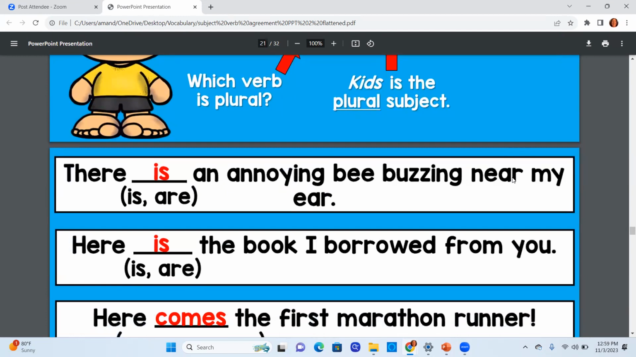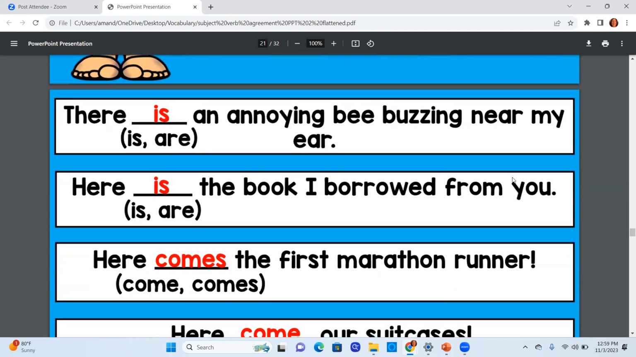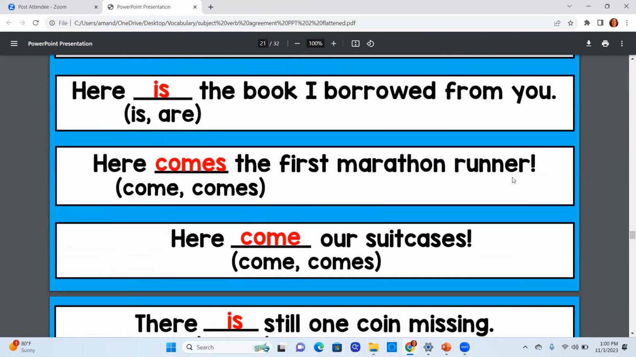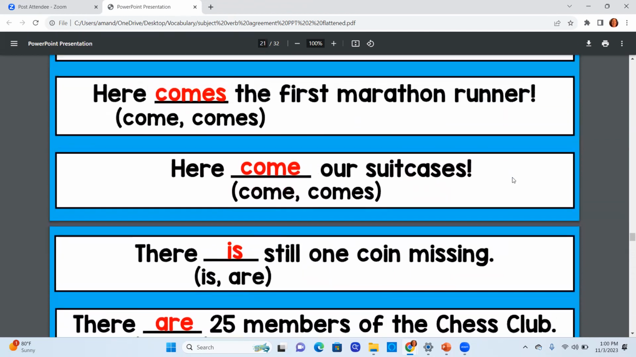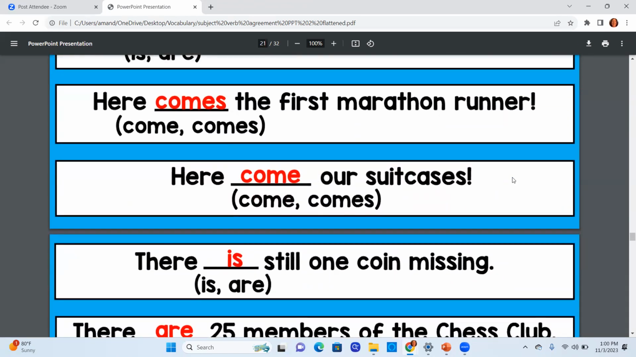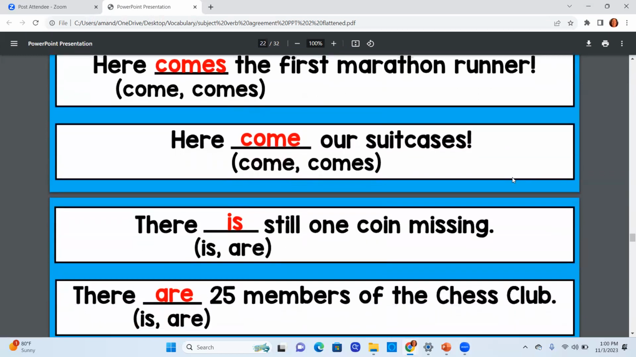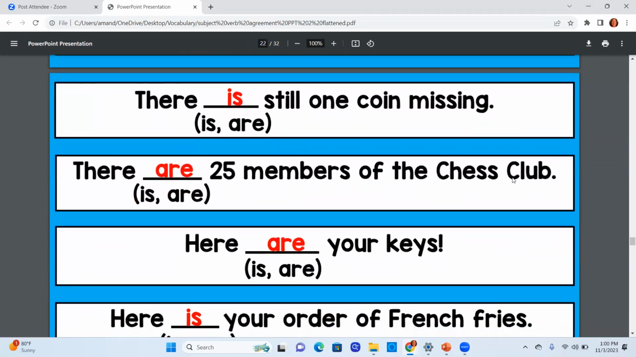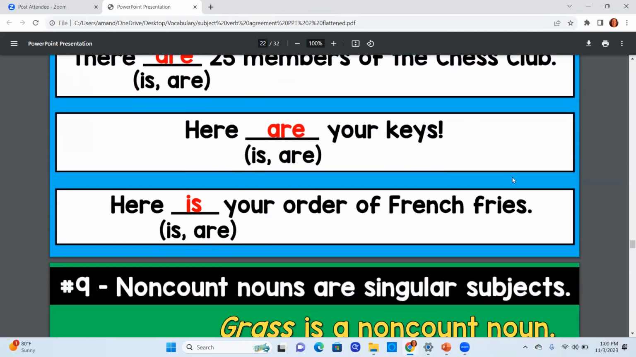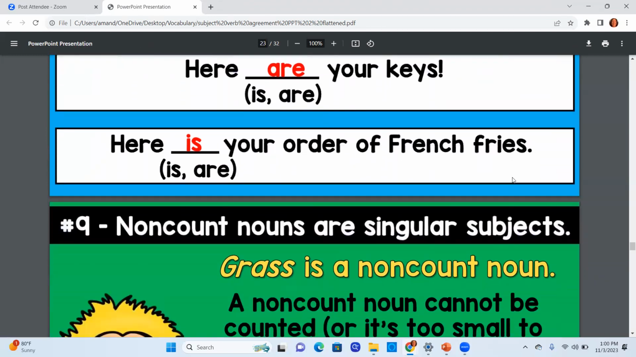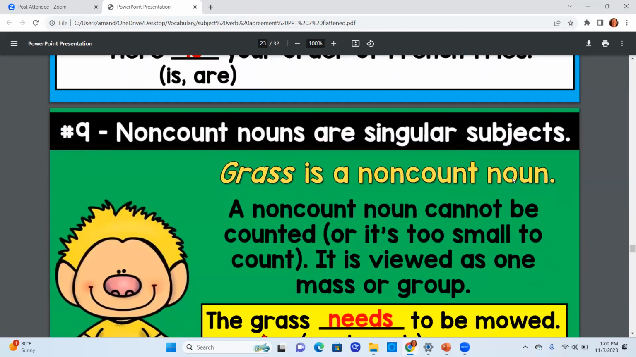And here's a couple of examples. There is an annoying bee buzzing near my ear. Here is the book I borrowed from you. Here comes the first marathon runner. And there's some more for you to kind of look at. I'll go a little bit slower in case you need to pause this video. And on that note, let's go over to number 9.